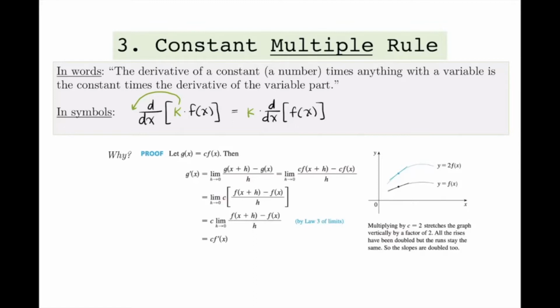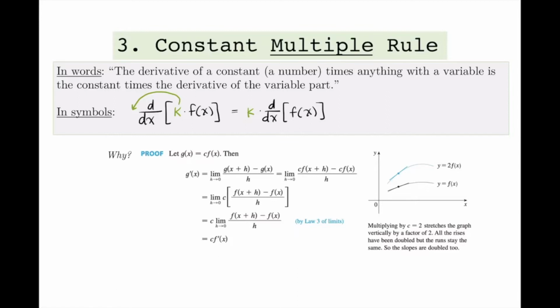Then the c, this is kind of hand wavy, but there is a rule where when you're finding limits, the constant can come out in the front of the limit. Then what we have here is a constant times the definition of the derivative for f of x. That is just c times f prime of x. So in other words, when we're differentiating a number multiplied by a variable stuff, then we just keep on multiplying by that number, and we can take the derivative of the variable part separately.